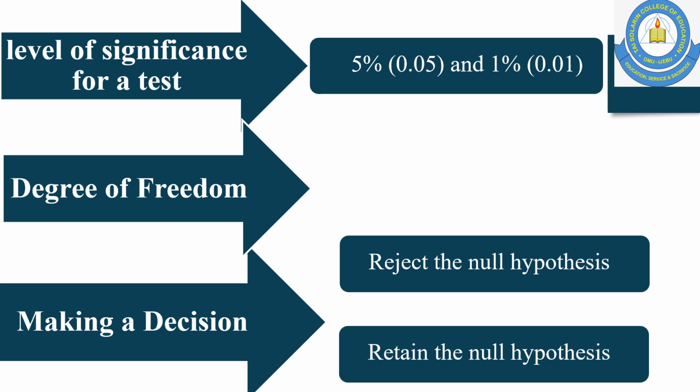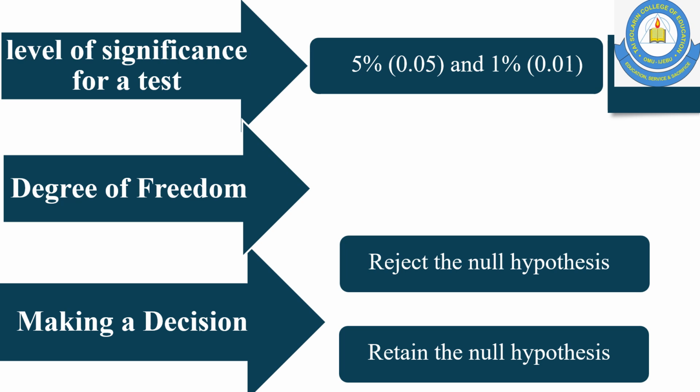We need to know that we can use critical or table value and the calculated value to take decision. So if the calculated value is greater than the table value, we reject the null hypothesis. But if the calculated value is less than the table value, we retain the null hypothesis.